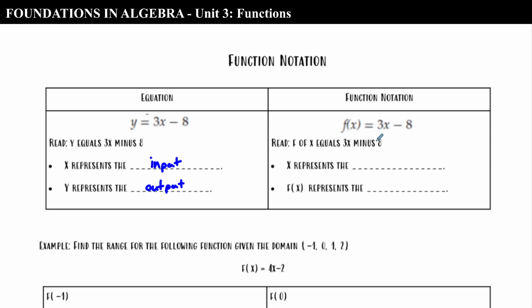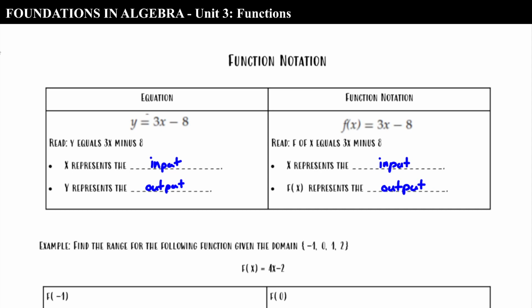Well, in function notation, we have f of x in place of y. Basically what we're saying is this is a function in terms of x. That's what f of x stands for. And we still have it equal to the same thing that we do over here. So it's read as f of x equals 3x minus 8. Again, x represents the input. F of x represents the output. So we put in a value of x, we get a result.